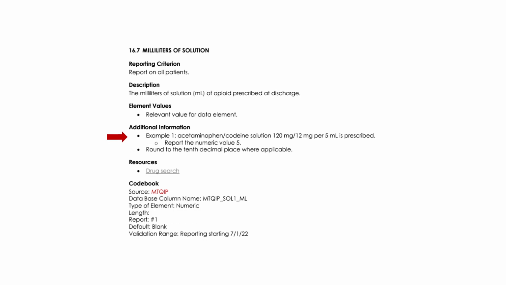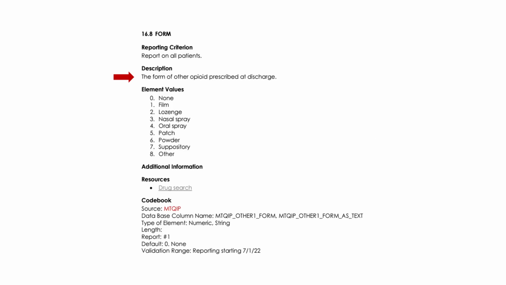Milliliters of solution refers to the milliliters of the opioid solution prescribed for the patient at discharge. For example, if a combination of acetaminophen 120 mg and codeine 12 mg per 5 milliliters of oral solution is prescribed, report the numeric value of 5. This represents the milliliters of the solution, not the medication strength. Round to the nearest tenth where applicable.